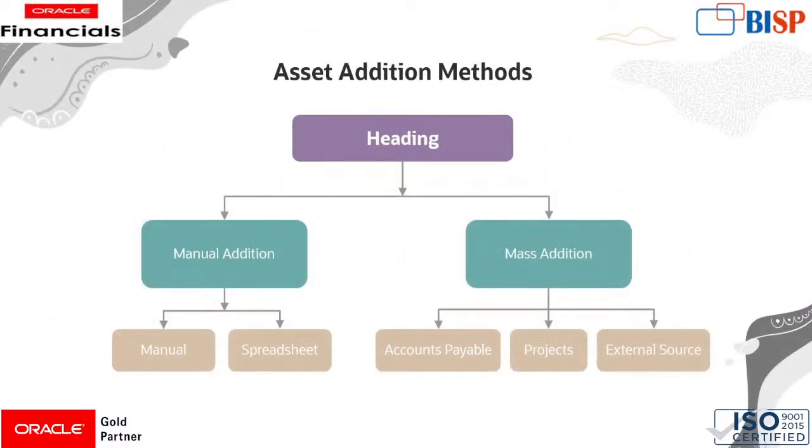So for the asset addition method, as you can see, there are two types. One is manual addition. You can manually add the asset in the Assets work area, and using the spreadsheet you can enter multiple assets through the ADFdi sheet. So we will perform a manual asset addition, and we will also test the mass addition process through Accounts Payable. In the Accounts Payable mass addition process, you can enter the asset through Accounts Payable, through Projects, or through an external source system. So this is the asset addition method in Oracle Fusion.